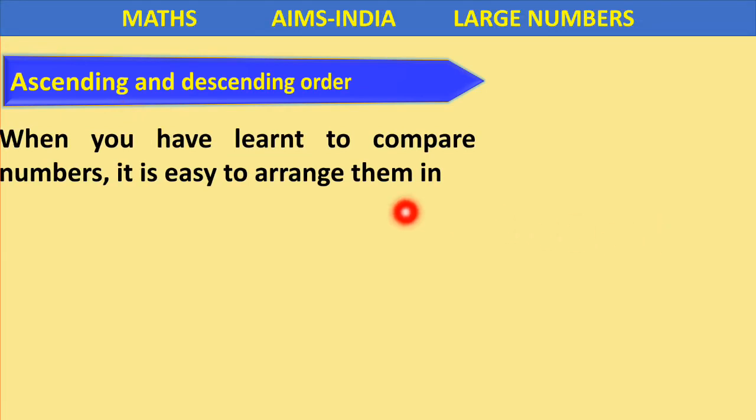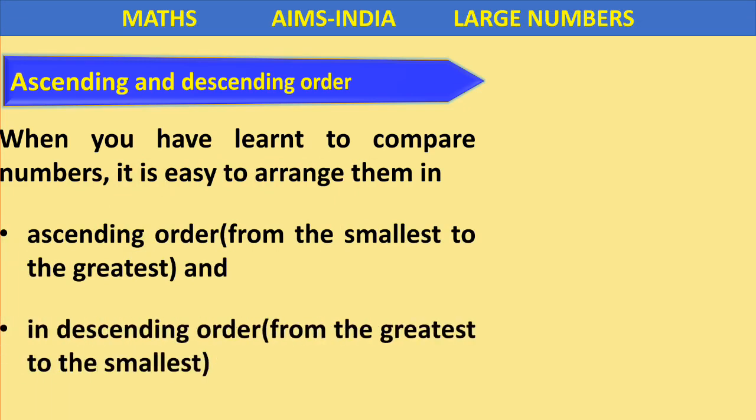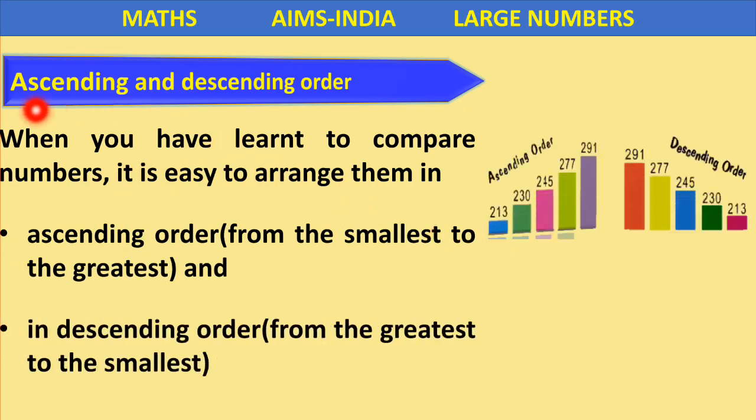Ascending order and descending order. When you have learned to compare numbers, it is easy to arrange them in ascending order and in descending order. We have two types of orders here. One is ascending order and the other is descending order. What did we learn just now? We've learned how to compare numbers, right? Now when we know how to compare numbers, it becomes very easy for us to arrange them in either ascending order or in descending order.